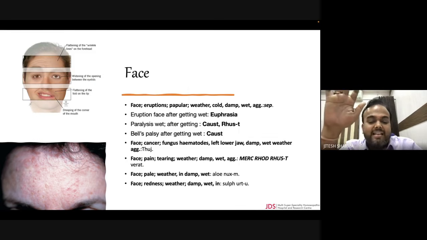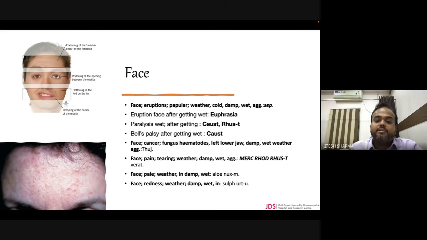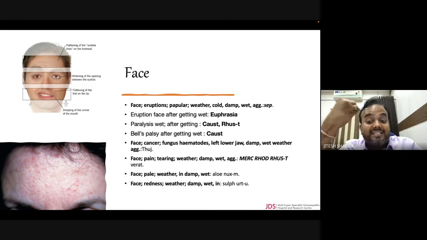Face pale in damp weather, wet weather. So there is paleness of face during this weather. If you see someone like that, that is Elaps and Nux moschata, only two remedies. Now face red in damp weather, Urtica urens and Sulphur.